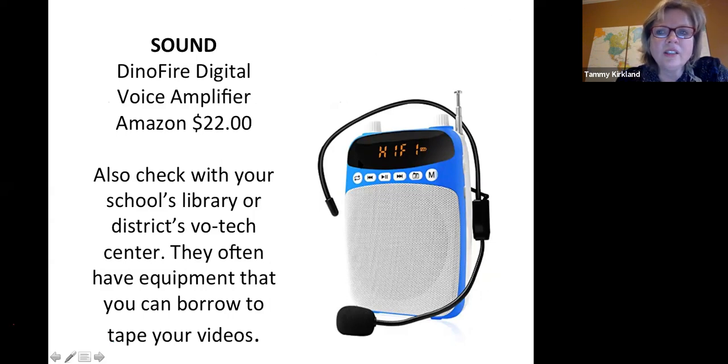Okay, this is a little thing that I found on Amazon for $22. If you have access to a recorder, that's great, but this was actually built for teachers, and it kind of gives you the Britney Spears feeling when you put it on, because you have that headset on and you can attach this little thing to your belt or wear it around your neck.